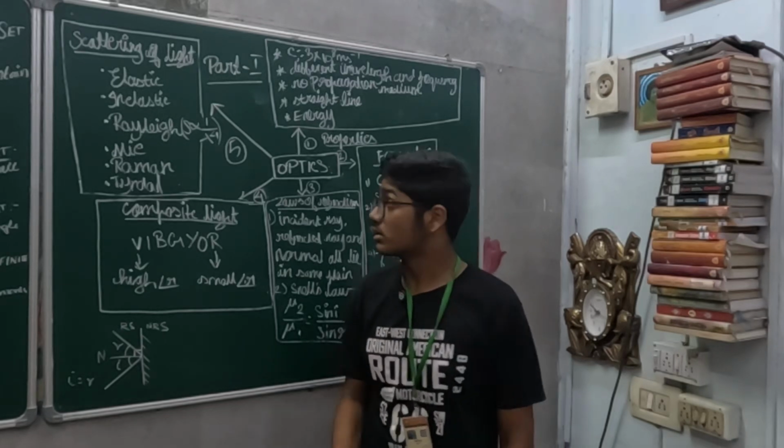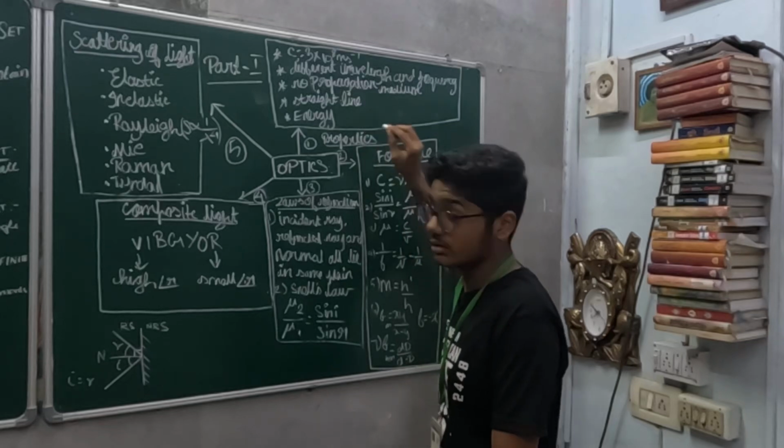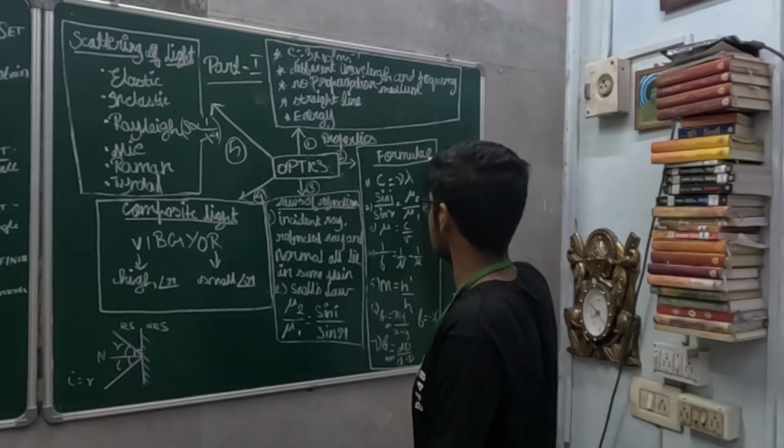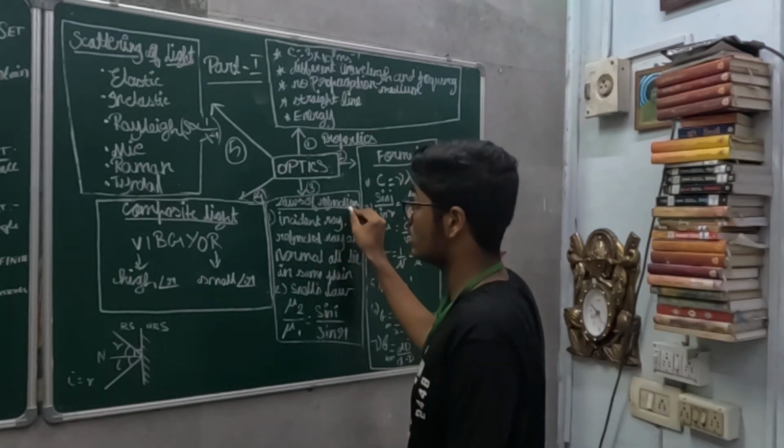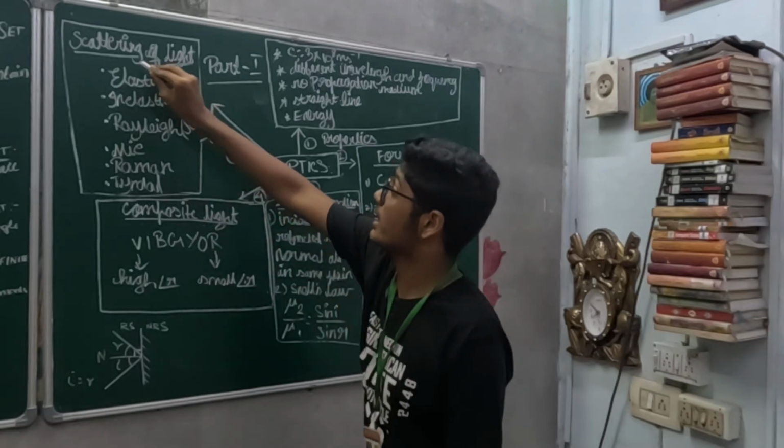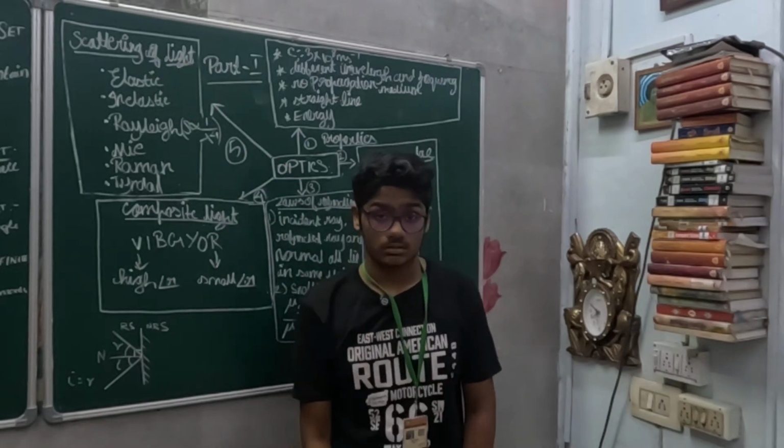Can you summarize what those important parts are? Properties of light, you should know the properties. Important formulas, laws of refraction, composite light, and scattering of light. Very good.